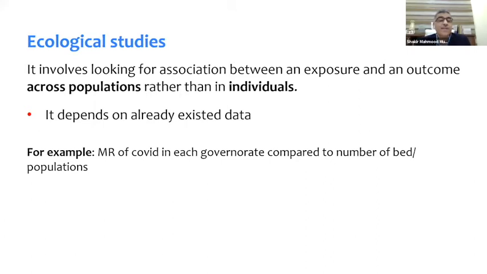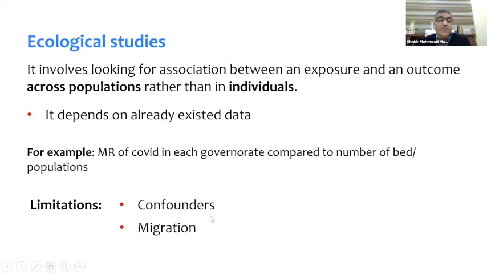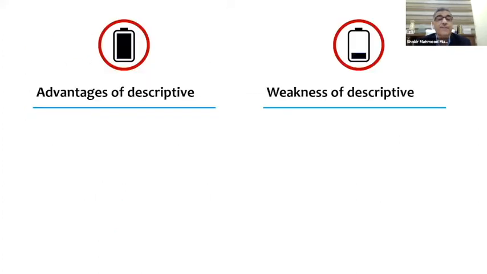Of course it has many limitations because confounders are very present. For example, the mortality rate can be affected by factors other than the number of beds, for example availability of drugs, training of the personnel, etc. And migration, because even in Iraq some governorates receive visitors for religious or tourism purposes more than other governorates, and this is going to affect the accuracy of these results.